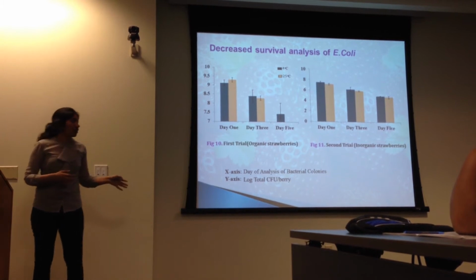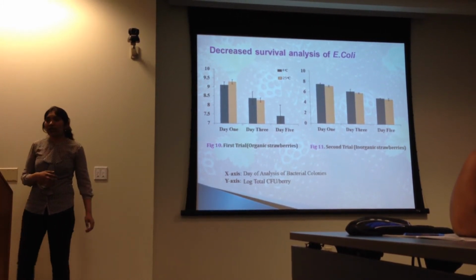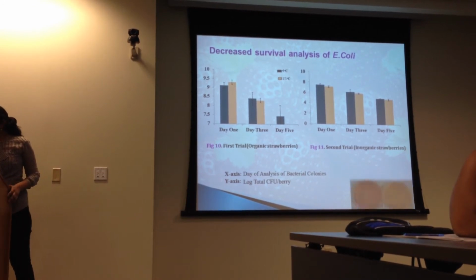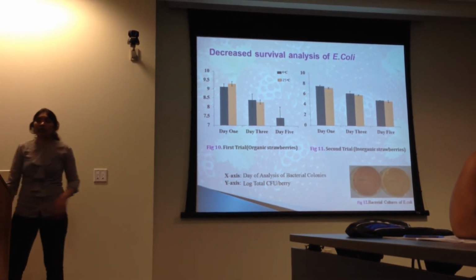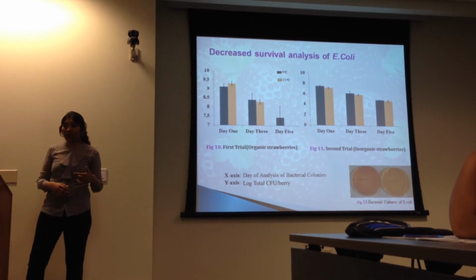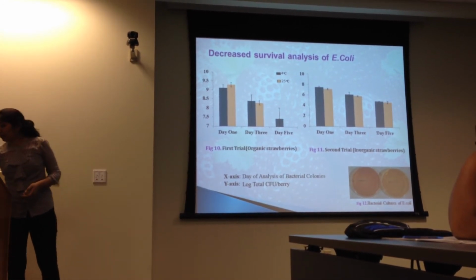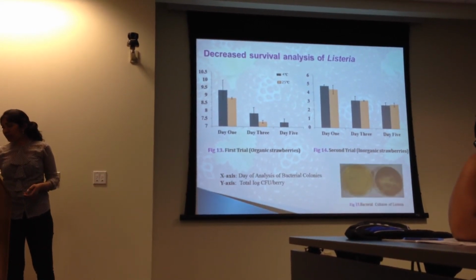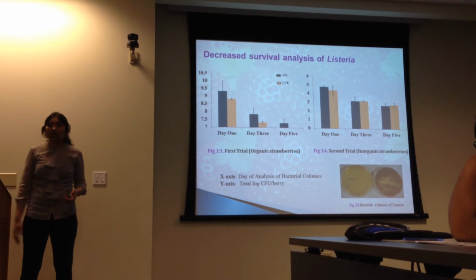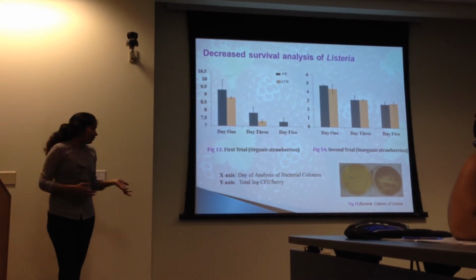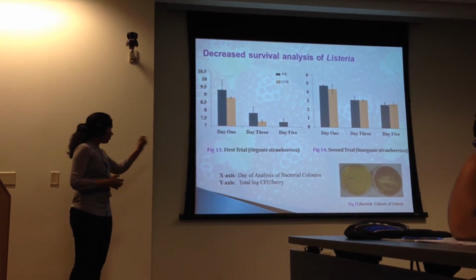And similar log reductions were observed in the non-organic ones, which we did in the second trial. So for these analysis studies, we used MECOG, which is a selective agar medium for E. coli. And coming to the survival analysis studies of Listeria, we used the Listeria selective agar medium to observe these colony numbers.